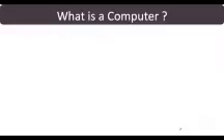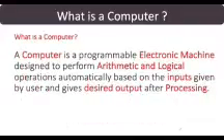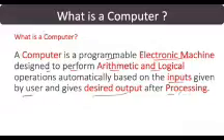What is a computer? Computer is a programmable electronic machine. So basically computer is a machine which is designed to perform arithmetic and logical operations based on the inputs given by the user, and it gives desired output after processing.